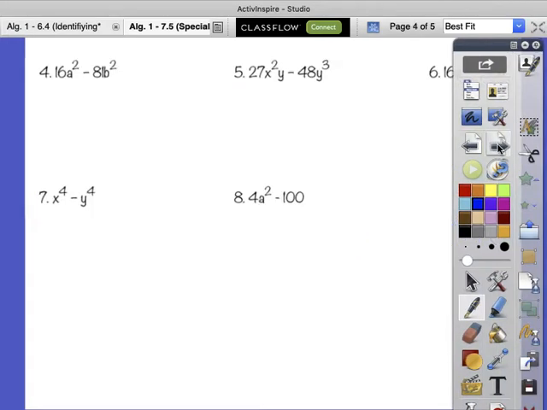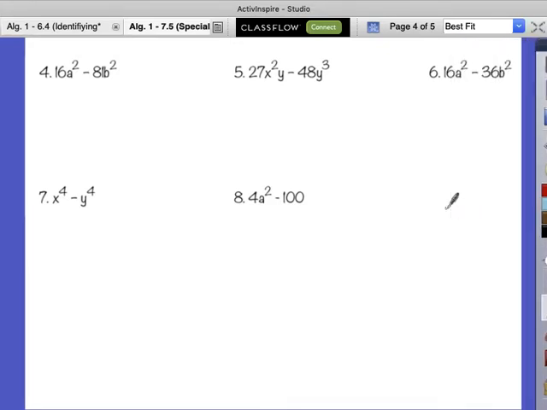Okay, continuing on! On number 4, how many terms do we have? 2, so we're looking for a difference of 2 squares. We want to check for a GCF, but I don't think there is a GCF here. Is 16a squared a perfect square? Yes. Is 81b squared a perfect square? Yes. Are we taking the difference of 2 squares? Yes. So what do I write in my parentheses?